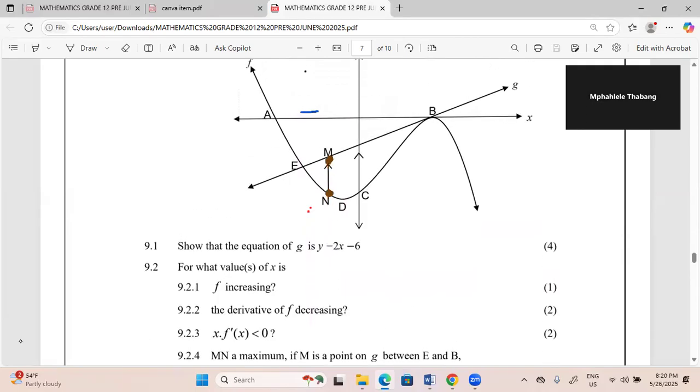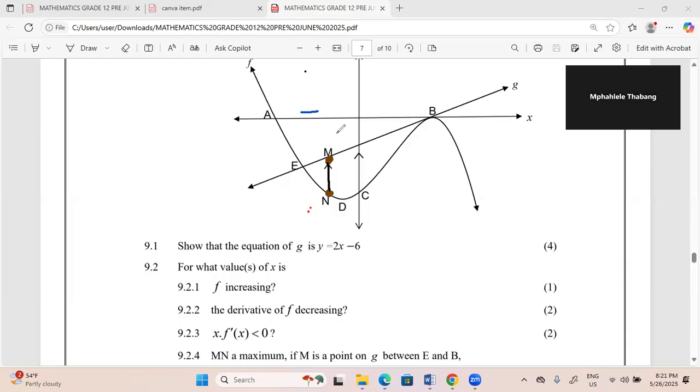Okay. So he's talking about MN, the length of MN. He's saying, what are the values of x such that MN is at its maximum? I've shown you on the functions question, especially on this pre-June exam, how to find the quantity at its maximum. The length of MN is going to be at its maximum whenever its first derivative is equal to 0.